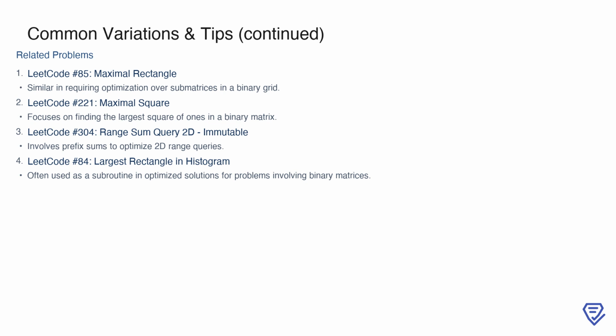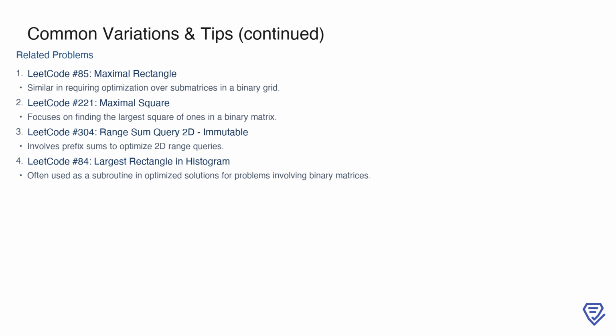LeetCode number 304, range sum query 2D immutable, emphasizes the use of prefix sums to optimize 2D range queries, making it a useful reference for understanding prefix sum techniques. Finally, LeetCode number 84, largest rectangle in histogram, is particularly important because it's often used as a subroutine for solving problems involving binary matrices. Understanding these related problems will not only deepen your knowledge but also help you approach similar challenges with greater confidence.